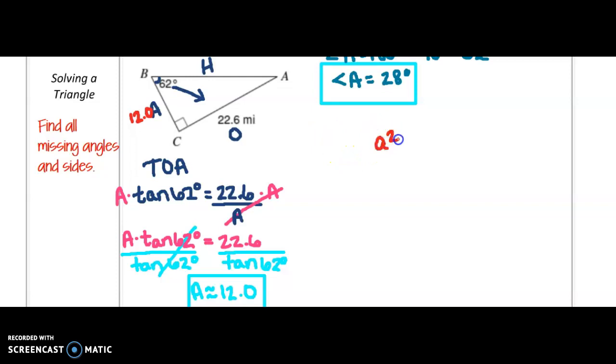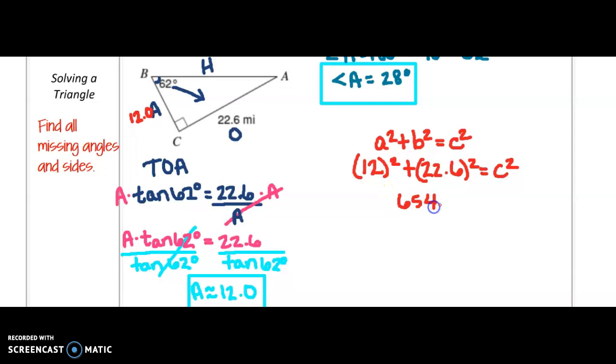So if we have a squared plus b squared equals hypotenuse, or c squared, in this case we'd have 12 squared plus my other leg would be the 22.6 squared equals c squared. So if I get this sum here, I'm going to end up with 654.76 equals c squared. And then we have a quadratic equation to solve.